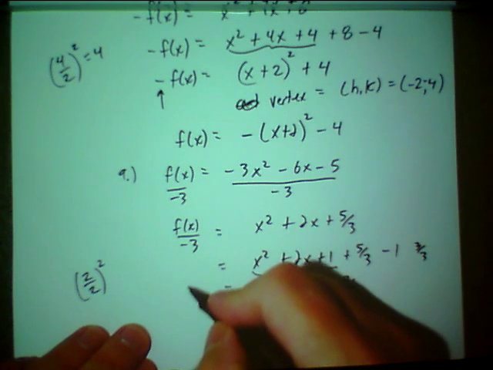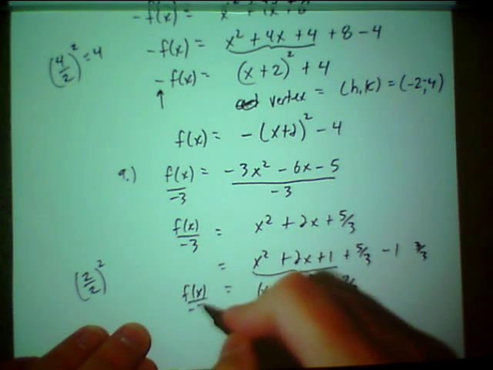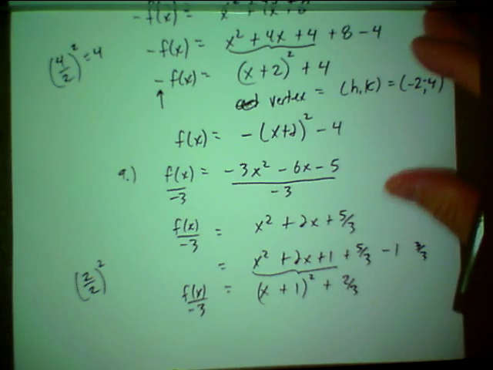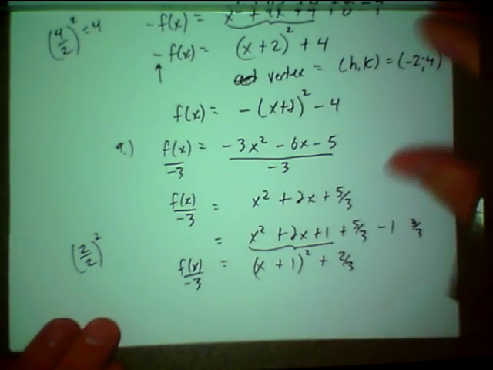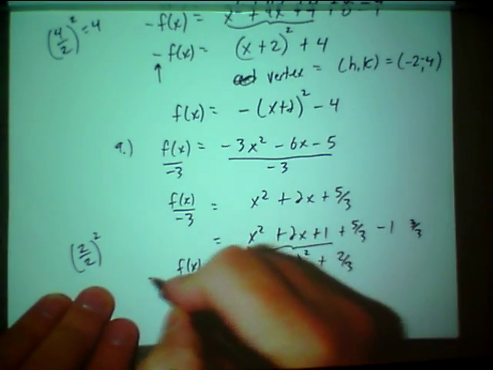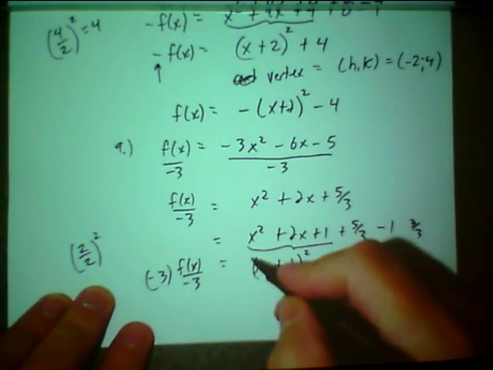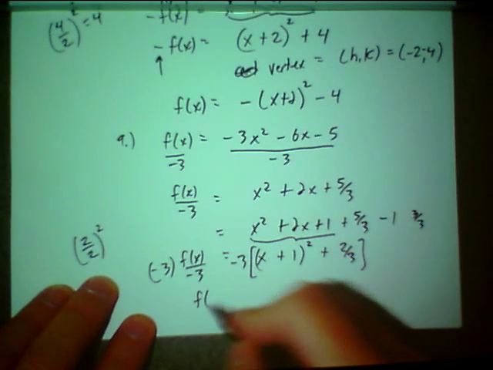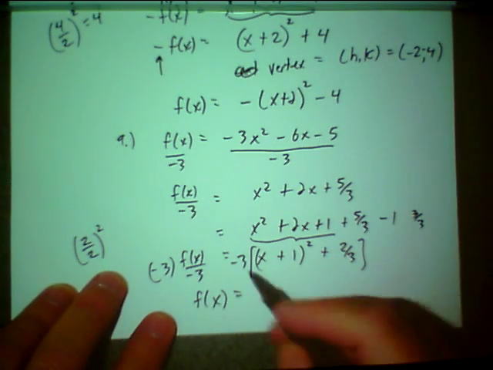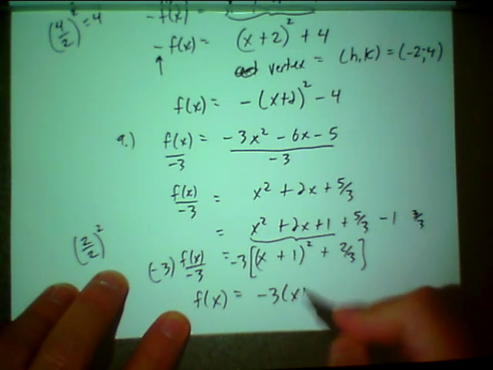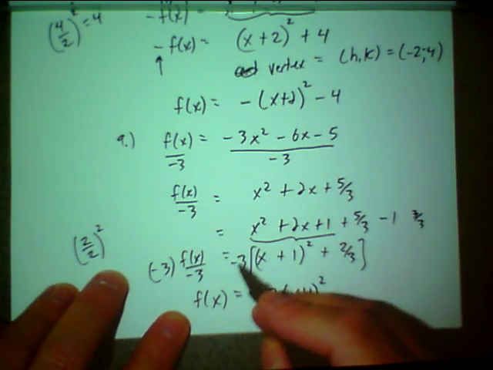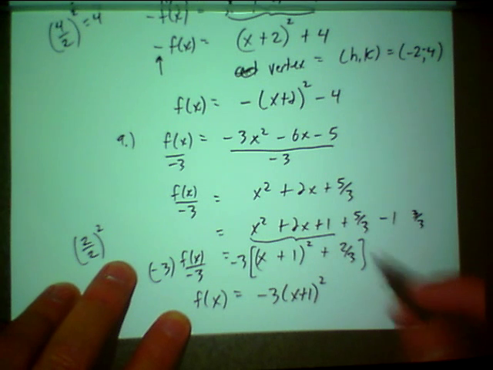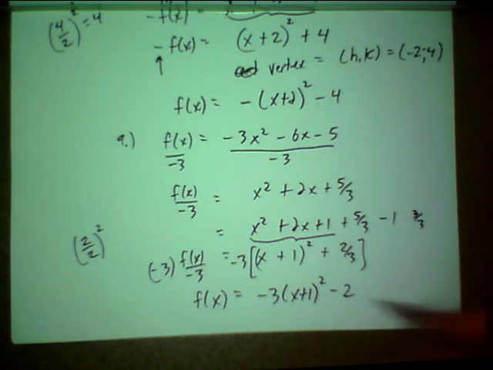And now, for this problem, I didn't forget. The left-hand side, I need to get it back to just f of x. So I'm going to multiply both sides by minus 3. So I have f of x equals negative 3 times the quantity x plus 1 squared, then negative 3 times 2/3 ends up being minus 2. And now we have the standard equation of a parabola.